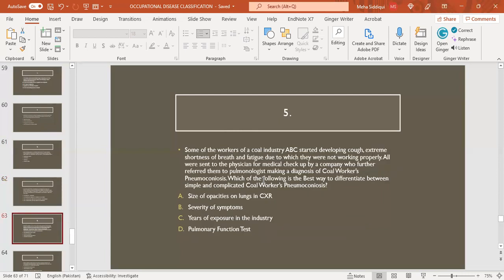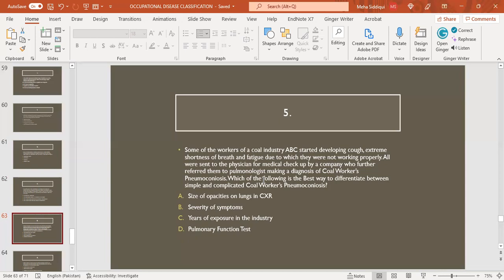MCQ number 5. Some of the workers of the coal industry ABC started developing cough, extreme shortness of breath, and fatigue, due to which they were not working properly. All were sent to the physician for medical checkup by a company, who further referred them to pulmonologists, making a diagnosis of coal workers pneumoconiosis. Which of the following is the best way to differentiate between simple and complicated coal workers pneumoconiosis? A. Size of opacities on lungs in chest X-ray. B. Severity of symptoms. C. Years of exposure in the industry. D. Pulmonary function test.